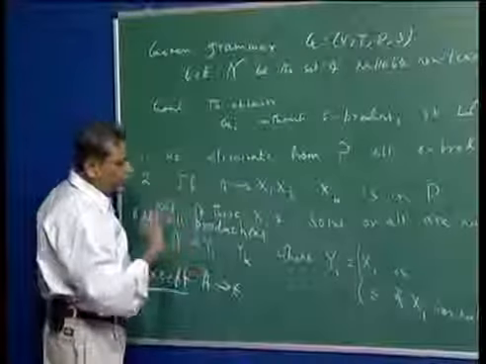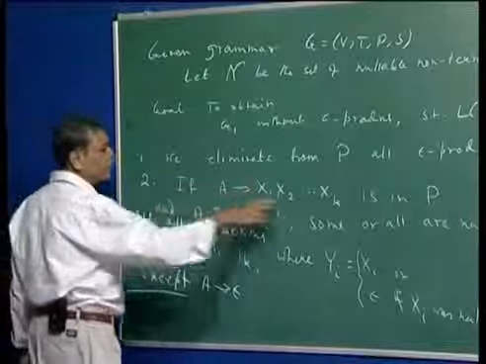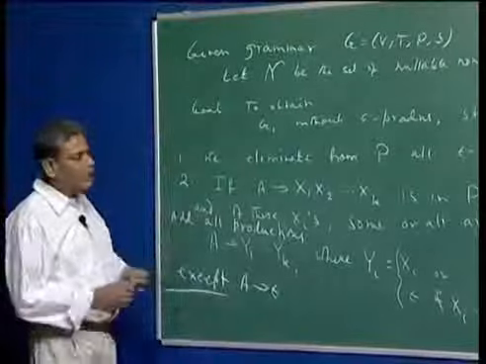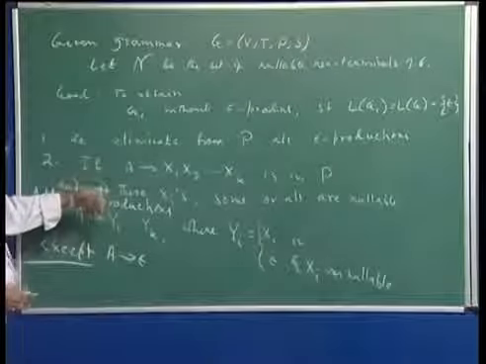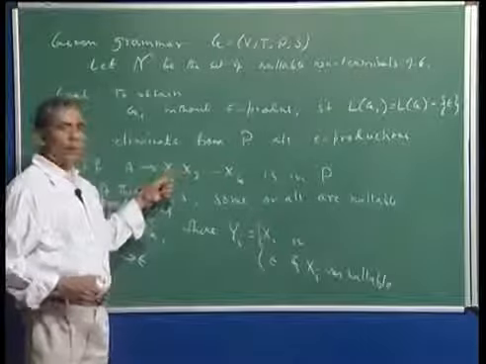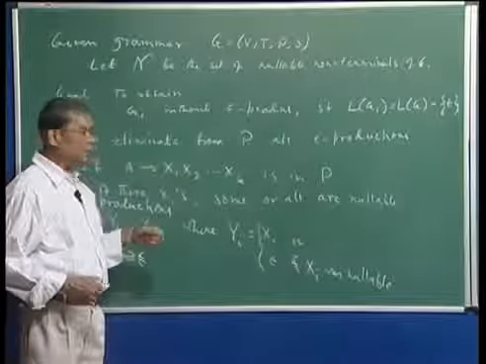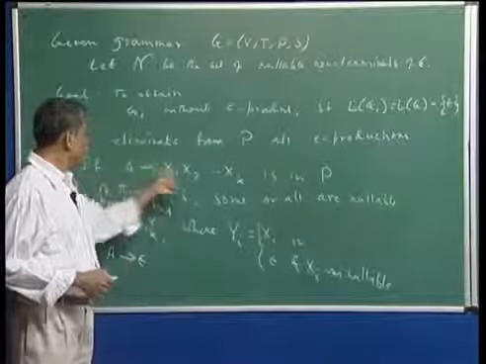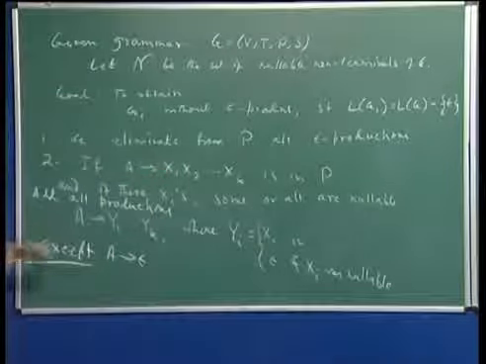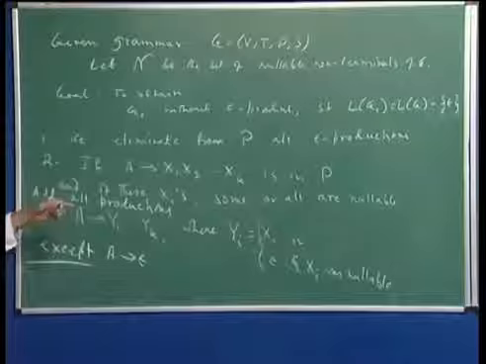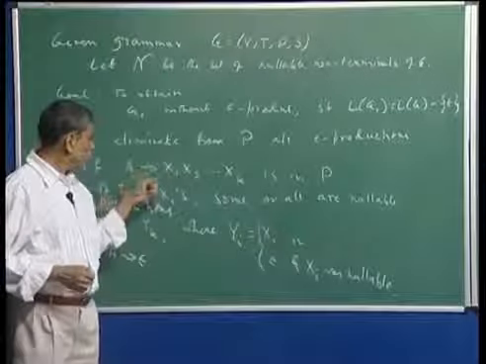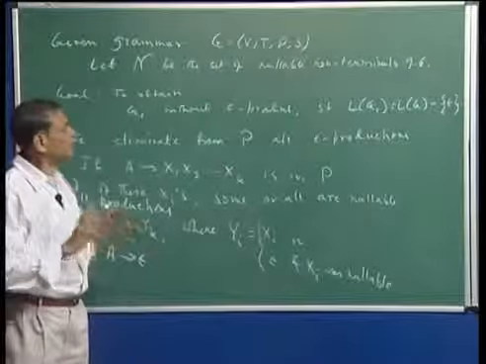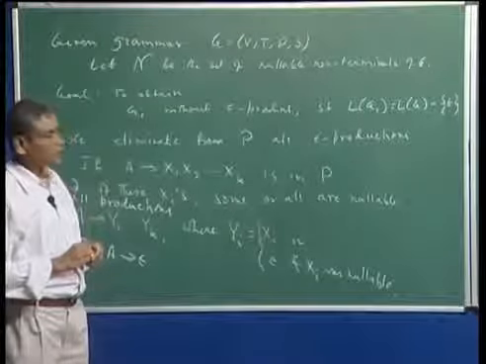After the identification of all nullable symbols, we said that suppose this is a production in P, then we add some new productions by removing one or more of these symbols which are nullable and obtain a new production A goes to something, except we will not add any production of the form A goes to epsilon, right. So, this is how we define our new grammar G1.